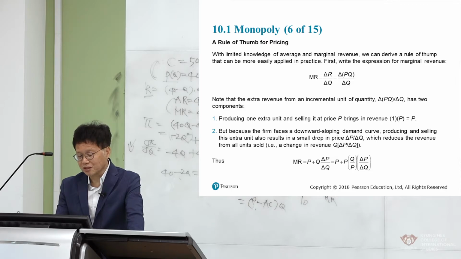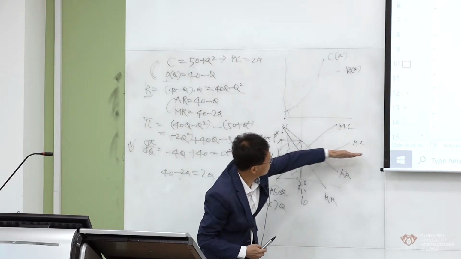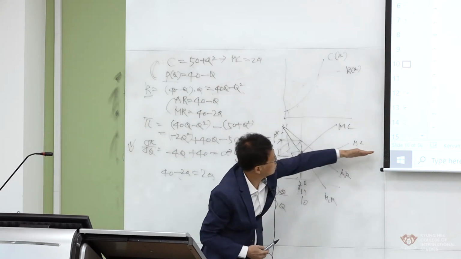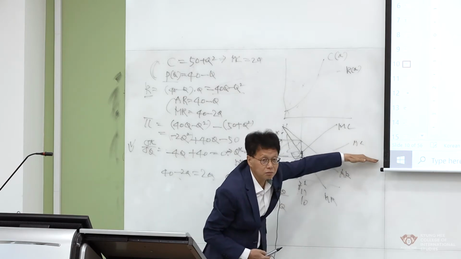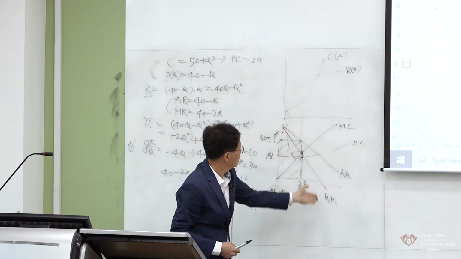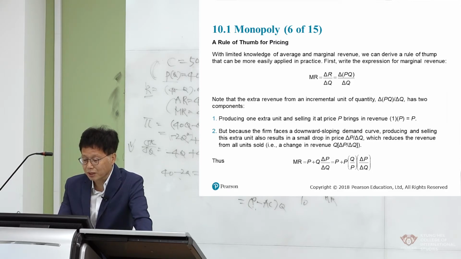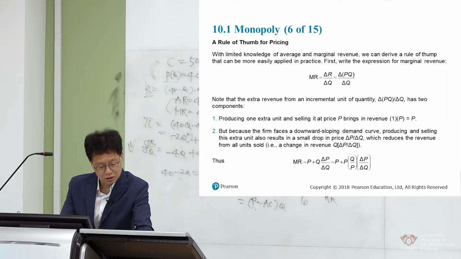But the firm faces a downward sloping demand curve. When the market is perfectly competitive, the average revenue curve is a horizontal line, and marginal revenue, the demand curve, and the price curve are the same, but here they are different. Because the firm faces a downward sloping demand curve, producing and selling this extra unit also results in a small drop in price, which reduces the revenue from all units sold. All units are sold at a lower price than before. So marginal revenue is like this.